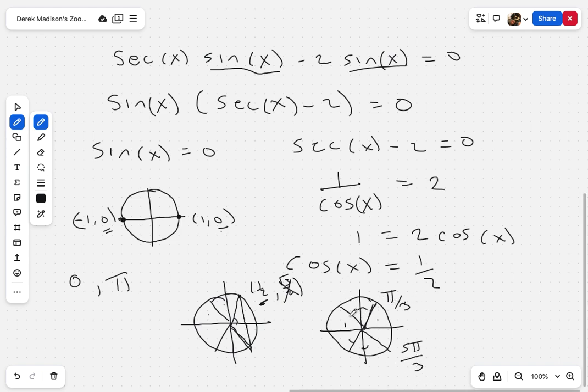I think you had 2 pi over 3, which would be over here, but that would be negative 1/2, so that one wouldn't work, and that's just because the x is negative. So we'd want the 2 here where the x values are positive.